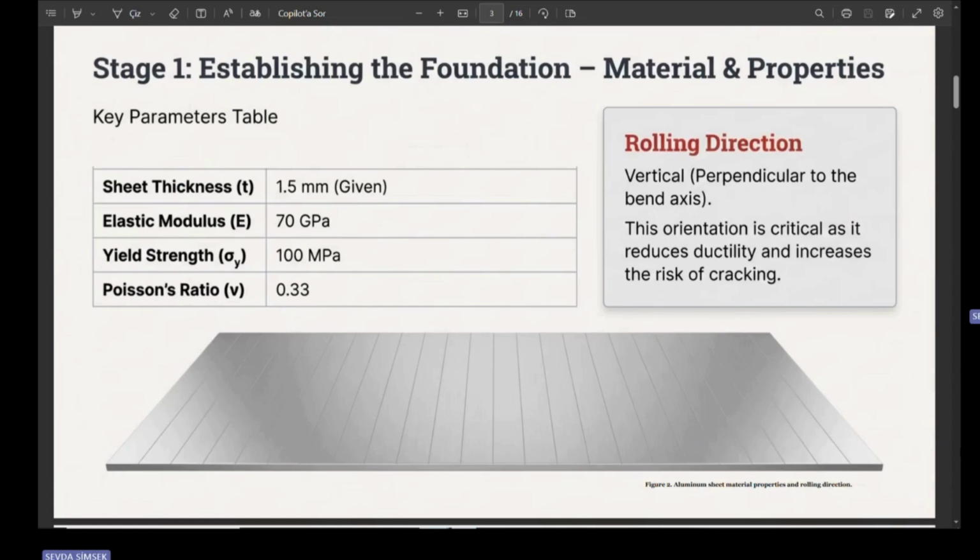The success of the bending process largely depends on the accurate definition of material properties. In the study, the aluminum sheet thickness is 1.5 mm. Mechanical properties such as the elastic modulus and yield strength form the basis of the theoretical calculations. Another parameter that must be emphasized here is the rolling direction.